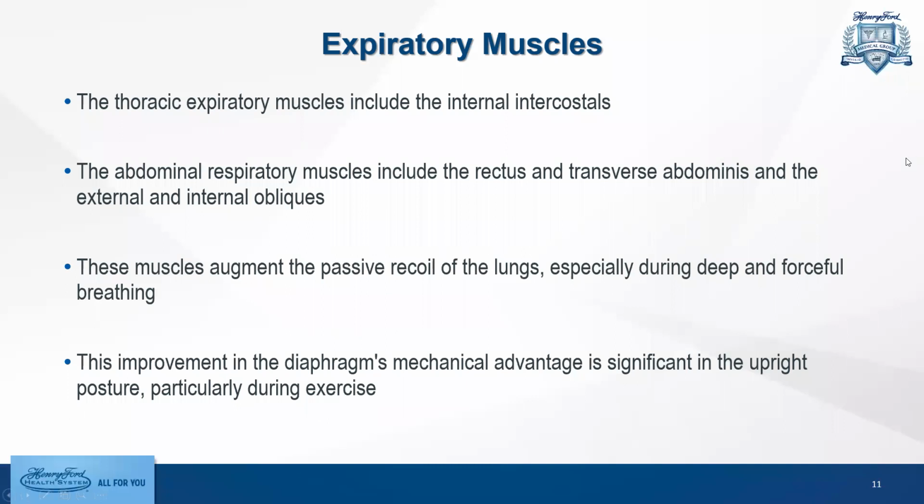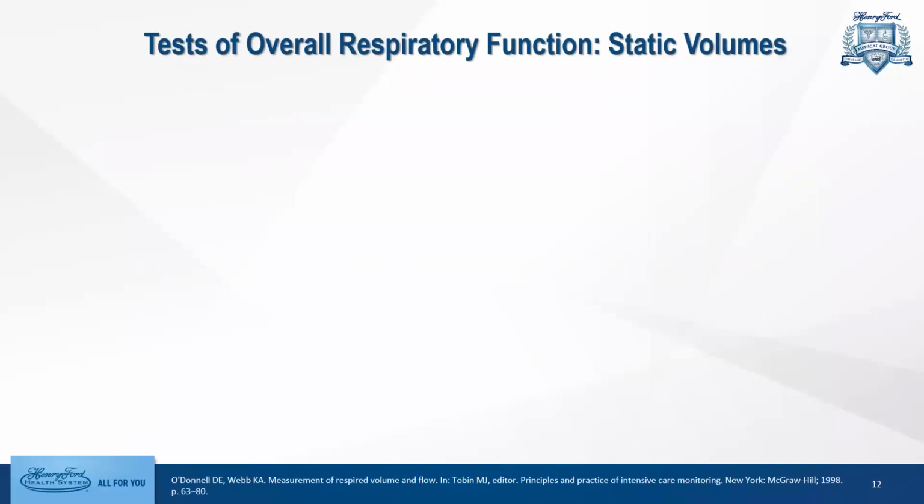This improves the diaphragm's mechanical advantage in the upright posture, especially during exercise. If you're trying to blow out, you're going to use those muscles. So what are those? We've all done PFTs and respiratory muscle PFTs. So we're just going to talk about the types of pulmonary function tests that we get whenever we're trying to evaluate somebody with neuromuscular disease to see if they have weakness of their respiratory muscles.